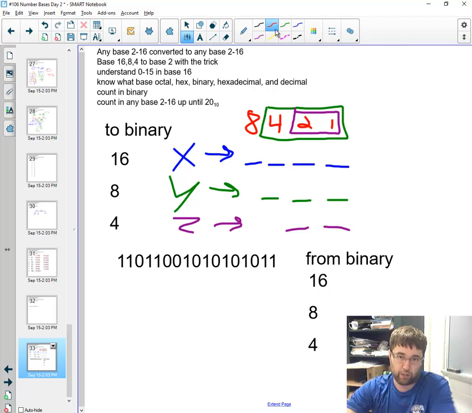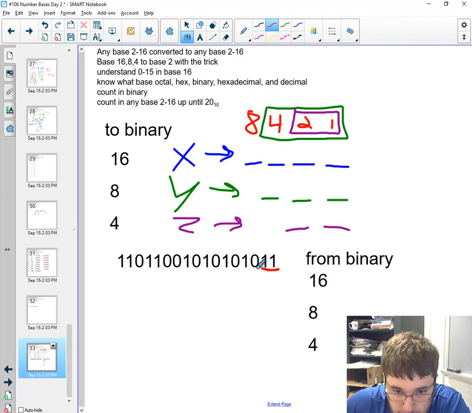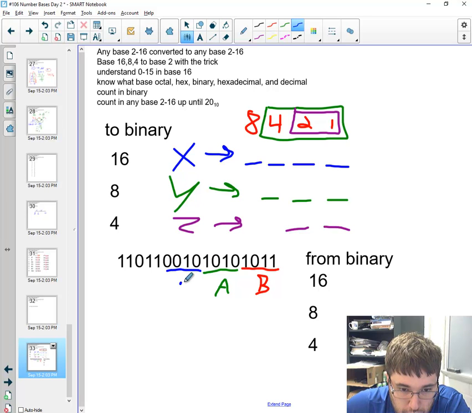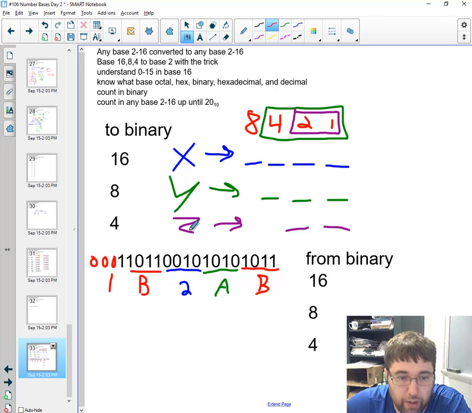The next one is from binary. If I'm going to base 16, what I have to do is take the last 4 digits and convert that into a number. So we have 1 plus 2 plus 8 is 11, which is B. The next 4 digits is 1 less, so that's A. The next 4 digits is 2. The next 4 digits, again, is B. Wow, I got really lucky on this one. The last one is just 1, because I fill in 3 zeros in my mind.